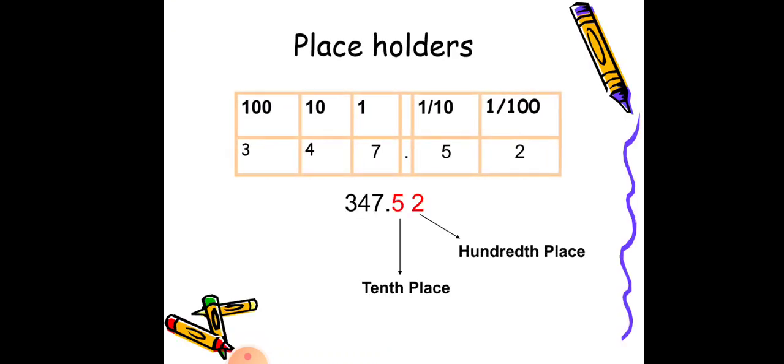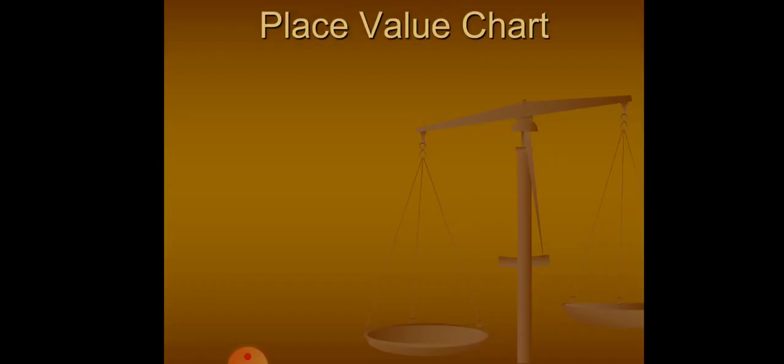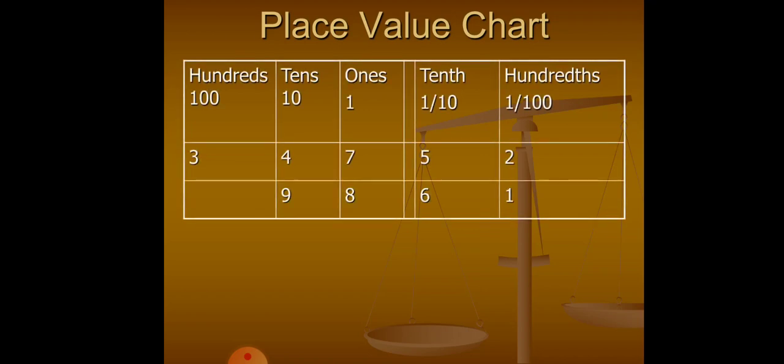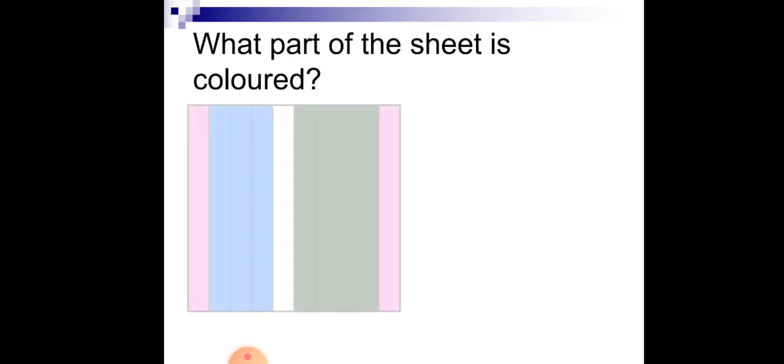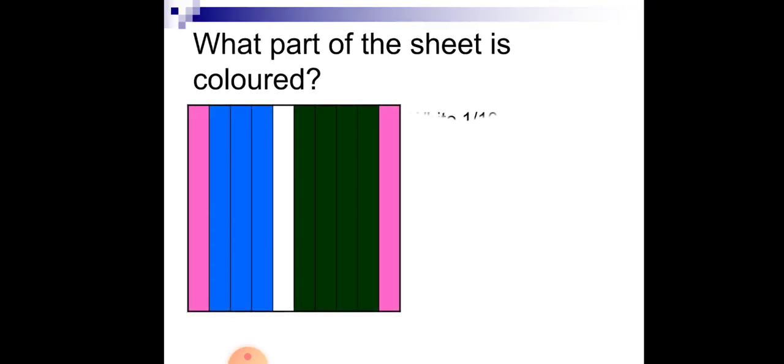Placeholders. The whole numbers will always be in front of the decimal, that is 3, 4 and 7. After the decimal there are places, that is tenth, hundredth and thousandth. If you see the place value chart, hundreds will have 100, tens will have 10, ones will have 1, tenth will have 1 upon 10, and hundredth will have 1 upon 100.